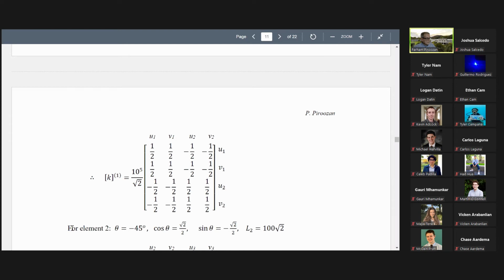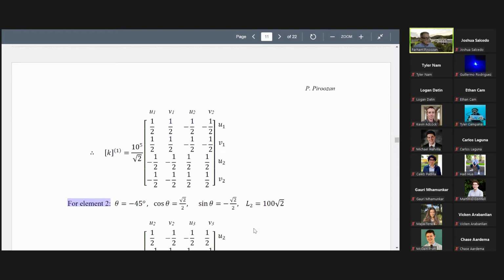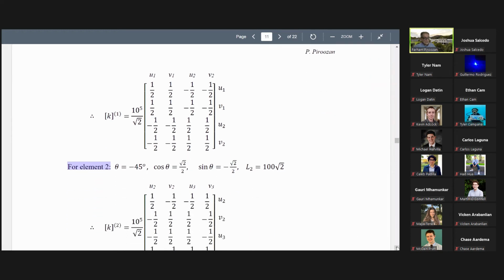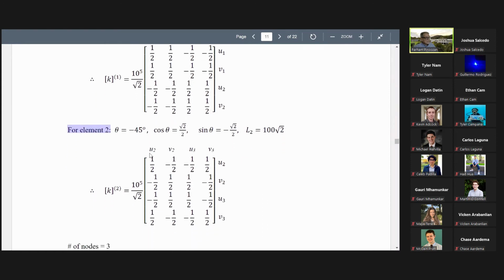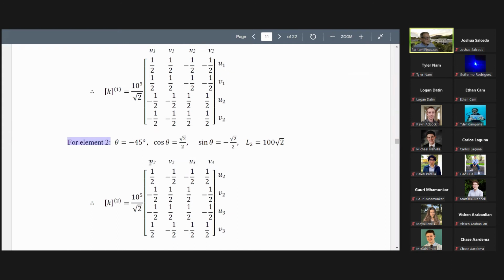Do the same thing for element 2, that's what FEMAP did. You say they're negative 45 degrees or 315 degrees positive. And we get this one for element 2. Pay attention that degrees of freedom, you have to make sure these are addresses for our own purpose. This is U2, V2, U3, V3, and U2, V2, U3, V3. This is for element 2. That is what we developed for element 1.